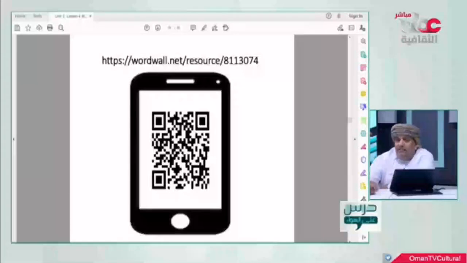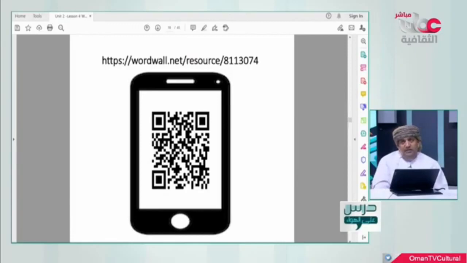Okay, let's play another game. I want you to use this website or scan this QR code to play a game here. So I will give you 1 minute to scan the QR or use the website. Okay, are you ready? Okay.